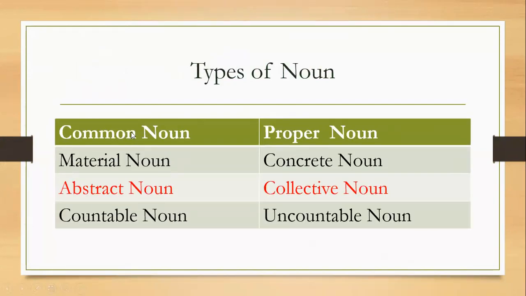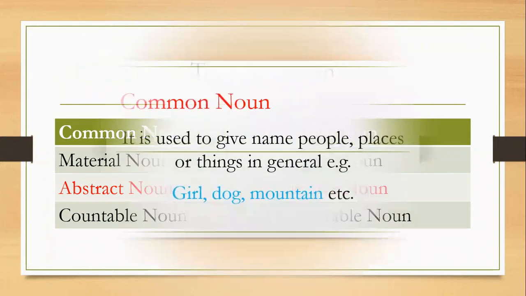Common noun, proper noun, material noun, concrete noun, abstract noun, collective noun, countable noun, uncountable noun. Common noun can be categorized as concrete noun, abstract noun, countable noun, and uncountable noun. Now we will discuss all these types one by one. First of all, we are going to discuss common noun.